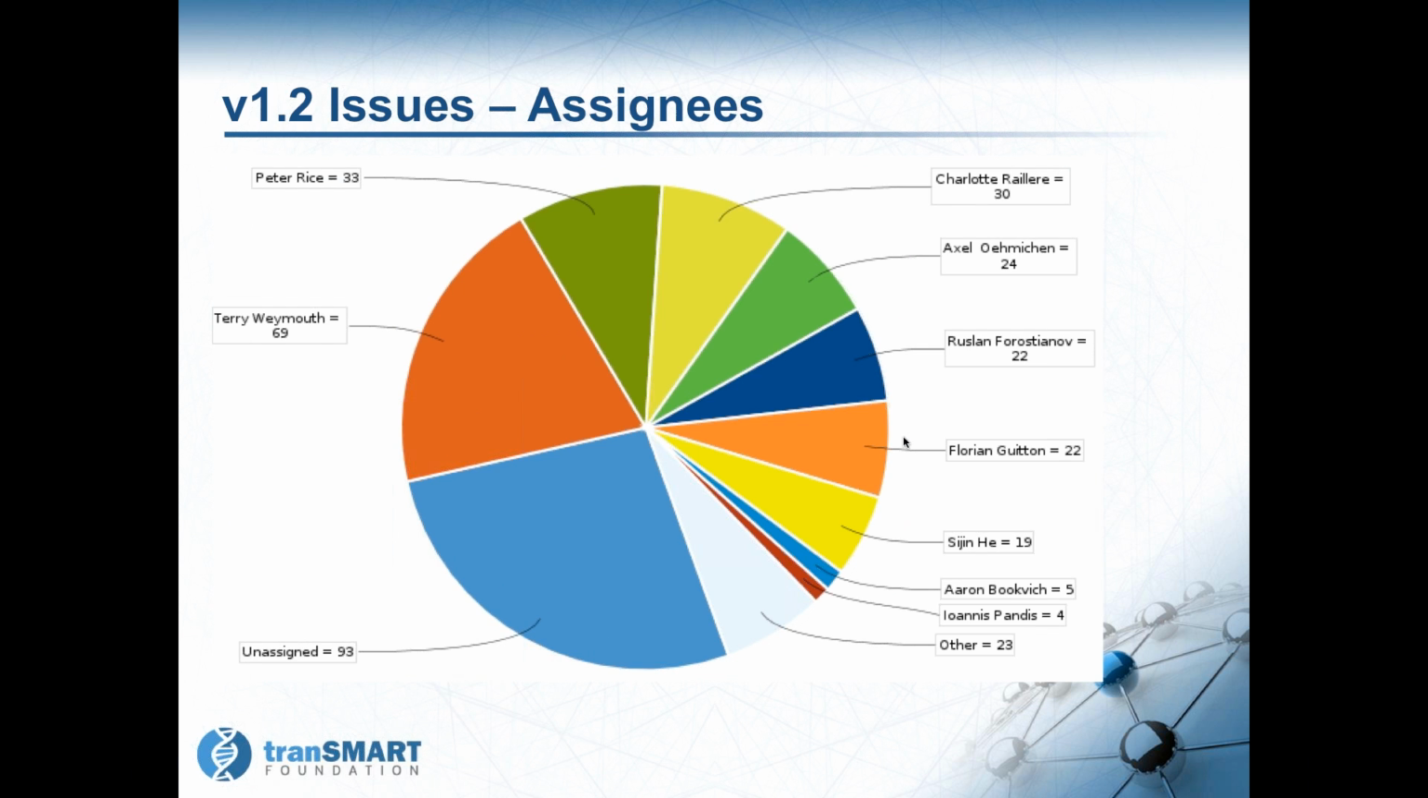And then when it comes to development resources, developers that were engaging with these problems and fixing the problems, we see the same kind of global collaboration. Terry Weymouth from Michigan, Peter Rice from Imperial College of London, Charlotte from Sanofi, Axel from Imperial College, Ruslan from the Hive, Florian from Imperial, etc. So we can see the group of developers coming together to resolve these issues, in fact, span the community and span the globe. It really is a global resource and a global community that's come together to develop the platform.